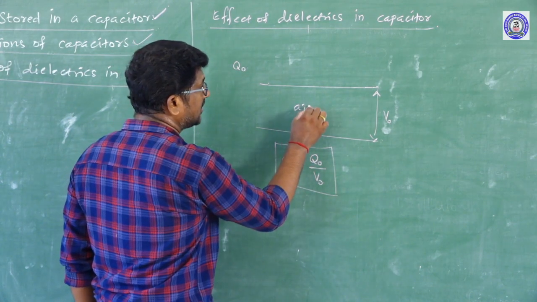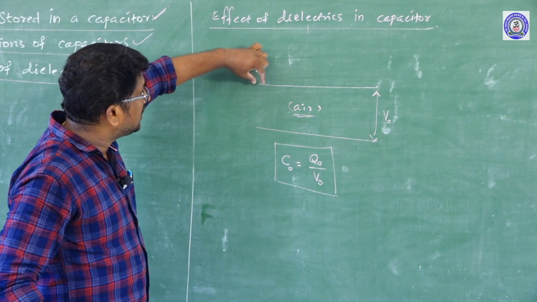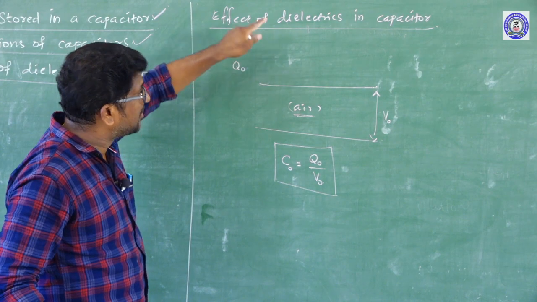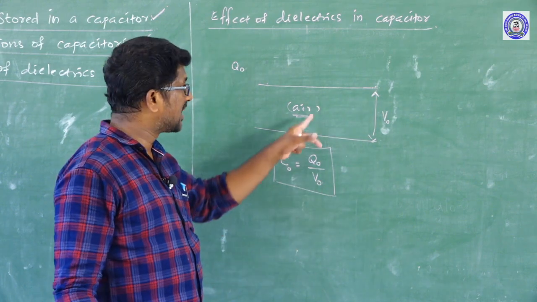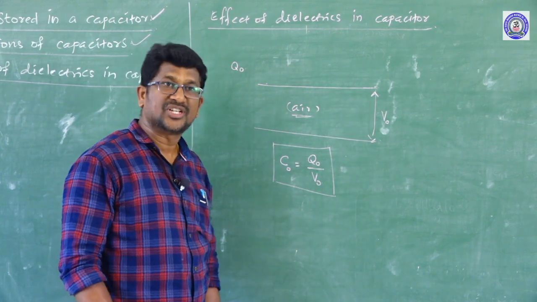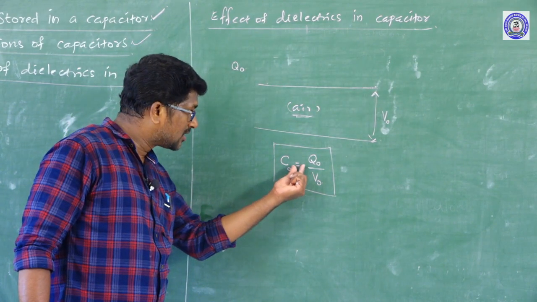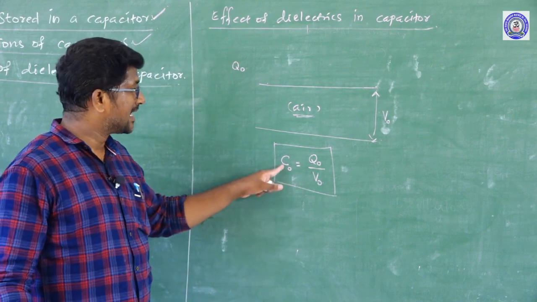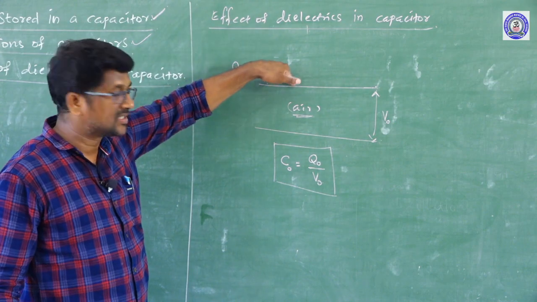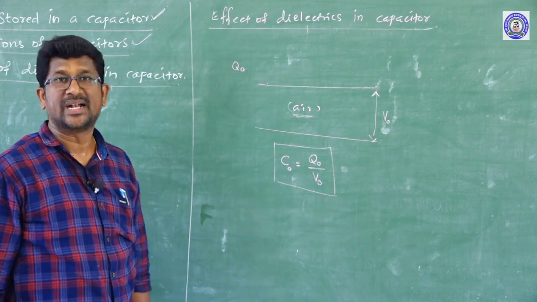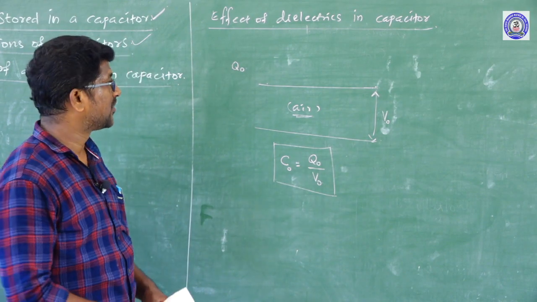right. Here the medium between the plates of the capacitor is air. Let Q naught be the amount of charge in one of the plates of the capacitor, and V naught is the potential difference between the two plates of the capacitor. The medium between the plates is air. Now, the capacitance of this capacitor is given by C naught is equal to Q naught divided by V naught, because the capacitance of the capacitor is defined as the ratio of charge given to the capacitor to the potential difference between the two plates of the capacitor. So, capacitance C naught is equal to Q naught divided by V naught, right.